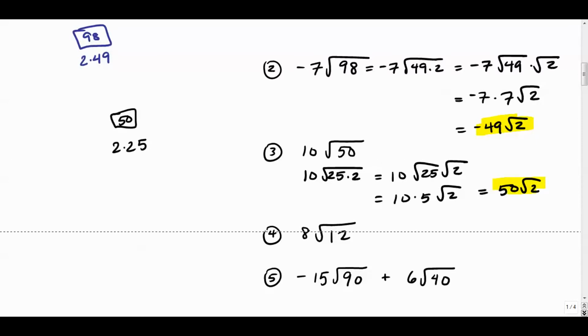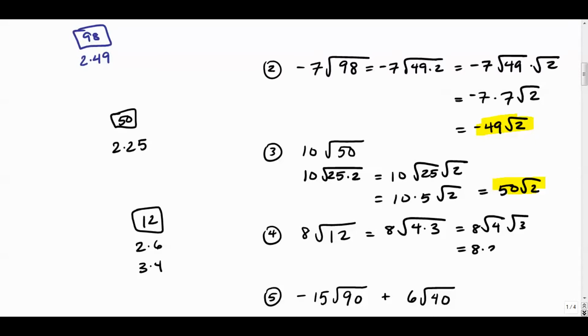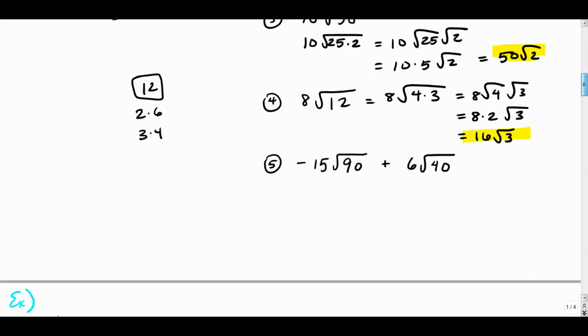Almost done. We have 8 radical 12. 12 is not a perfect square, but it has 2 and 6. That doesn't help us. It has 3 and 4. 4 is a perfect square, so let's break it up in that manner. 4 times 3, 8 radical 4 radical 3. So it's 8 times 2 radical 3, which is 16 radical 3. That's equivalent to 8 radical 12. Alright, last one.